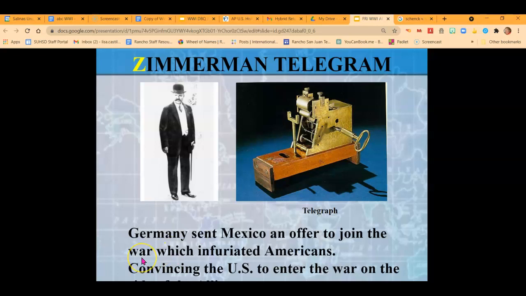Now, the last thing that you have to do is a little, it's not really a DBQ, it's a little mini Q, talking about forming an opinion on whether or not your freedom of speech should be able to be limited during wartime. Think about that.